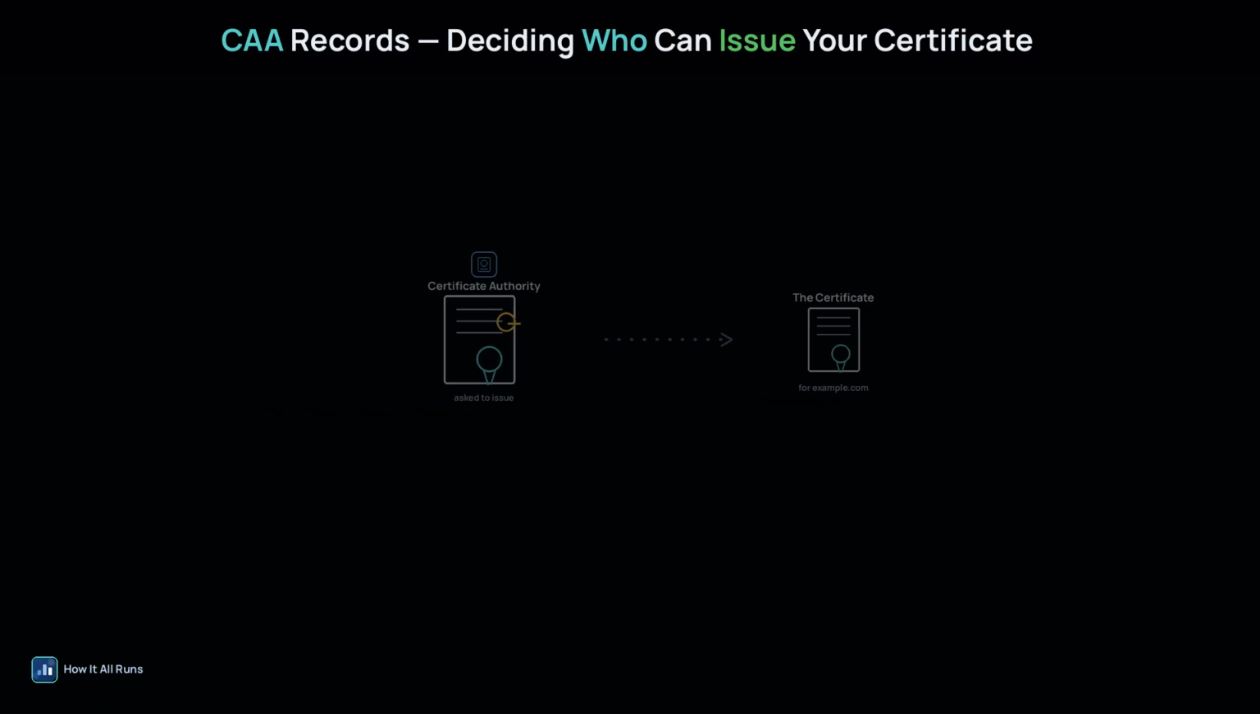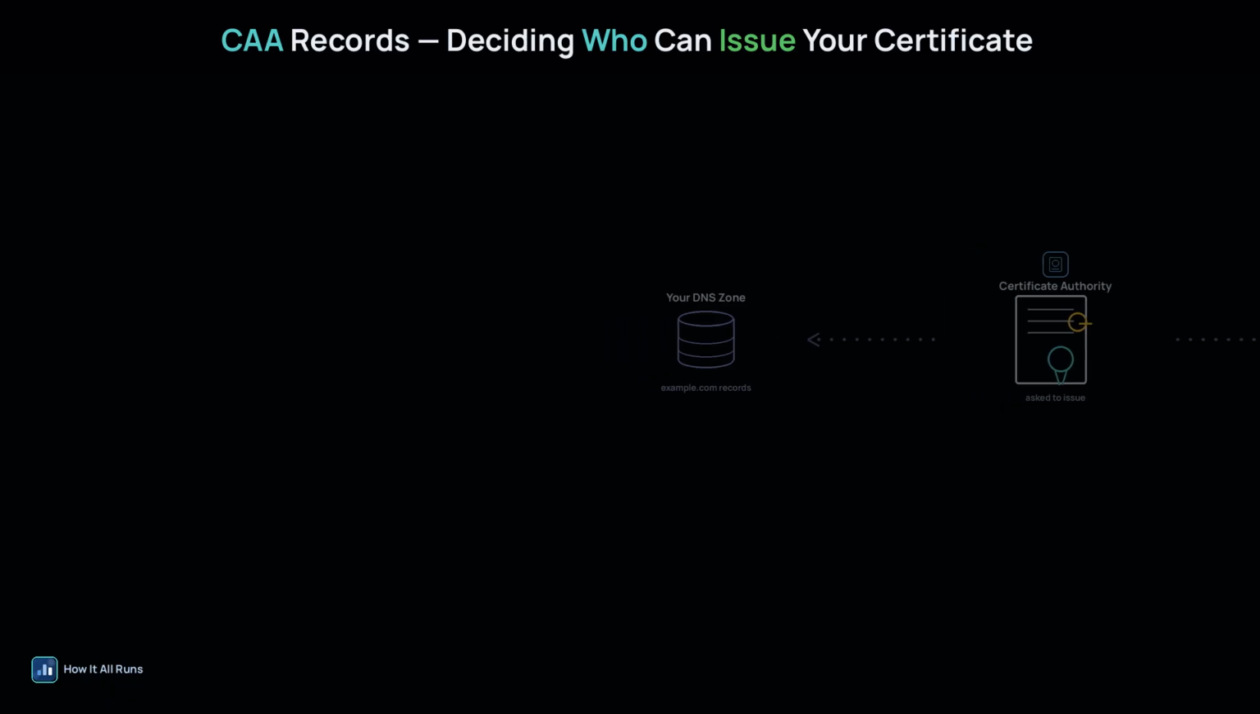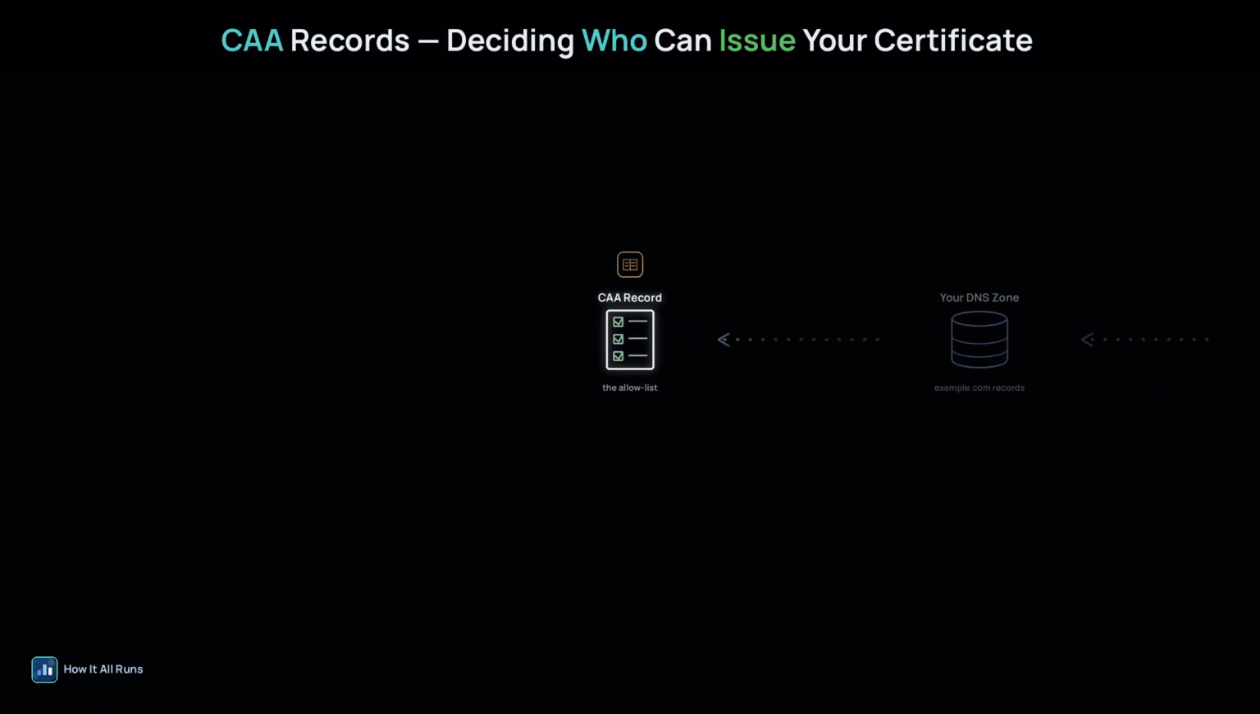Your defense lies somewhere you already control, your DNS zone, the set of records that answers questions about example.com. It turns out you can publish a record there that authorities are obligated to read. That record is the CAA record, Certification Authority Authorization. In one short line, it flips the whole model from open to allow list, naming exactly which authorities you permit to issue certificates for your domain.